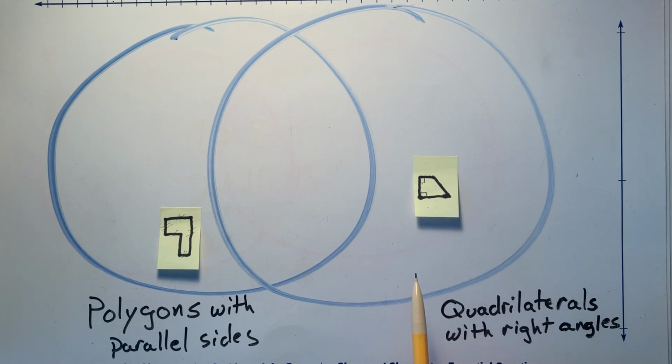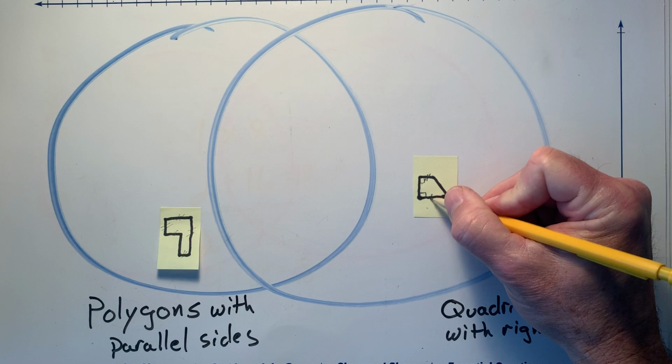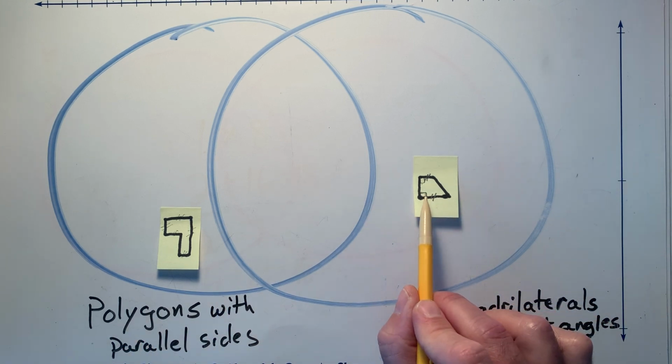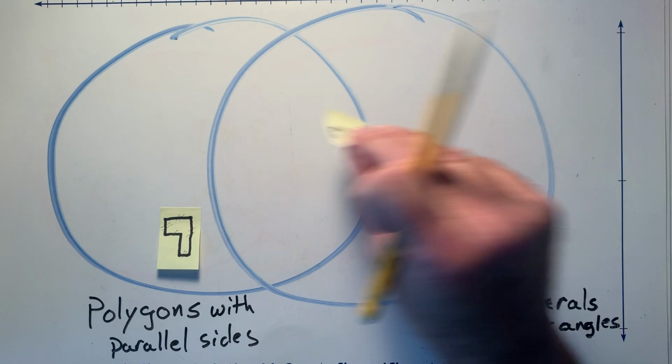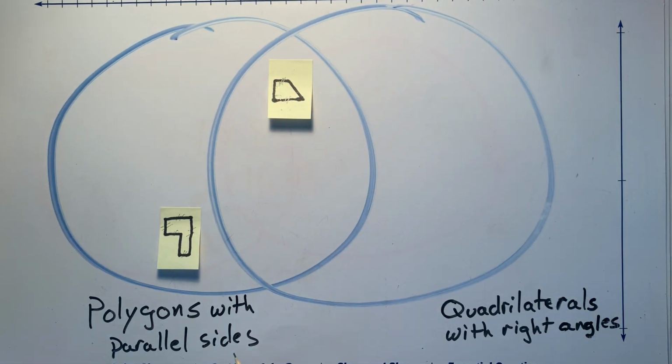But if I look a little bit further, I can notice that these two sides seem to be parallel. So now I have a quadrilateral with right angles, but I also have parallel sides, which means this is a polygon and it has parallel sides. I have to place it inside both circles.